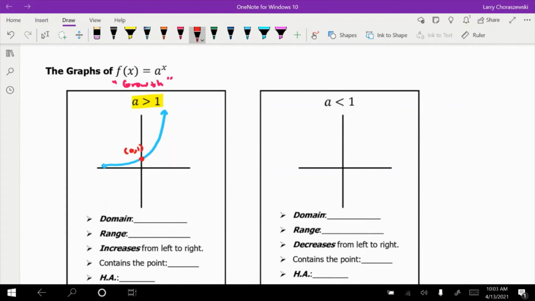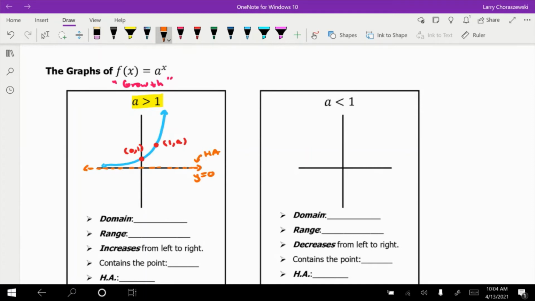(0, 1). But another point that I want to give to you on this graph, which will be helpful for accuracy in our transformations, is (1, a). Okay, so if we raise a to the first power, we just get a. Now there is the horizontal asymptote, which goes along the x-axis, provided there are no vertical shifts. And the equation for it is y equals 0.